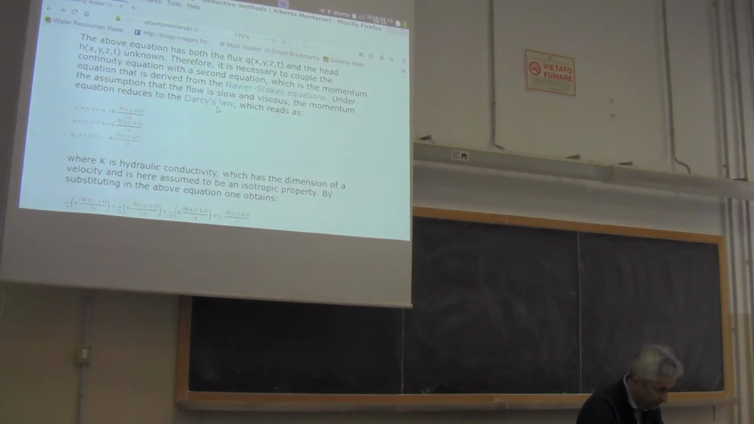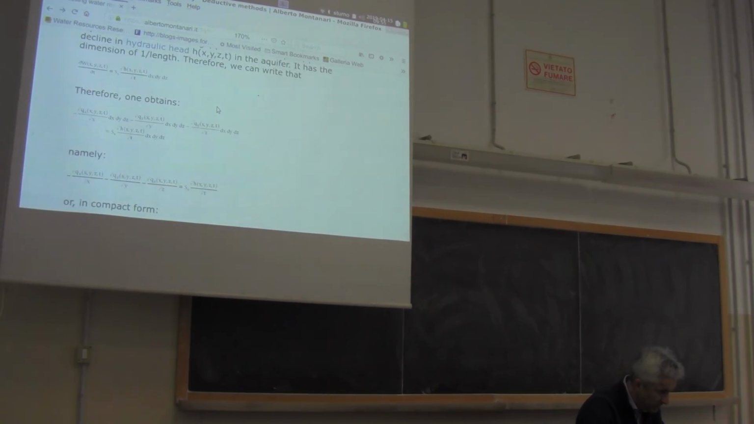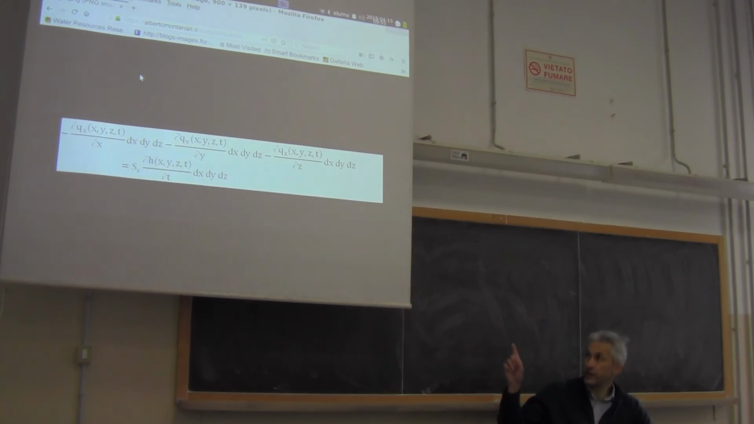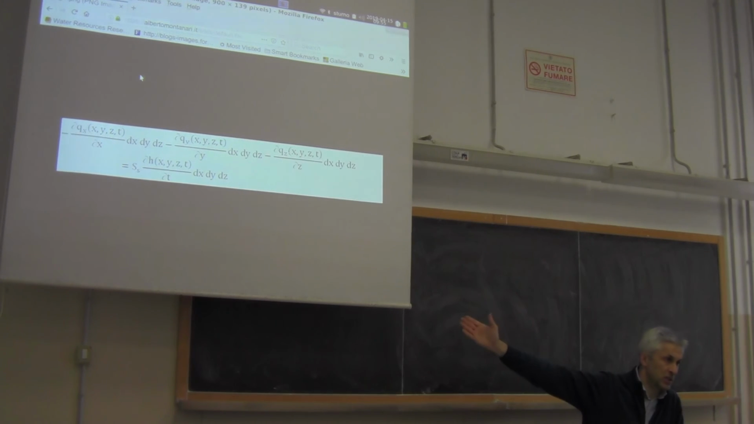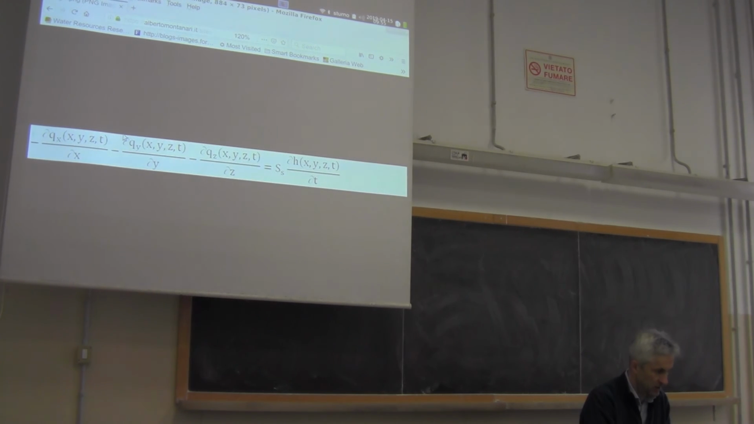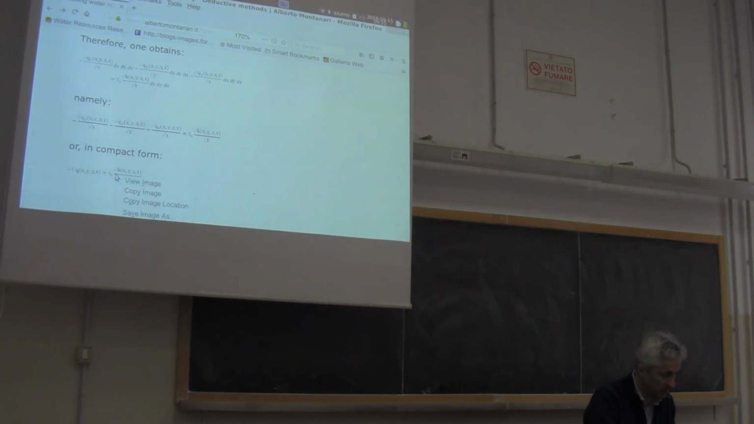Okay, now this equation can be written in a compact form. Let me just show you. We were at this stage. First of all, we see that we can divide the left and right hand side by dx, dy, dz, okay? And therefore, if we do that, we get this form which is more compact. It's simpler. And therefore, we can use the operator nabla to write the left hand side. And we obtain this.